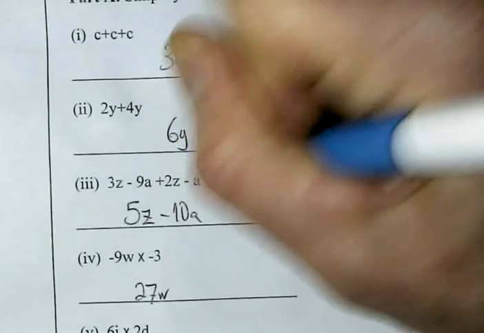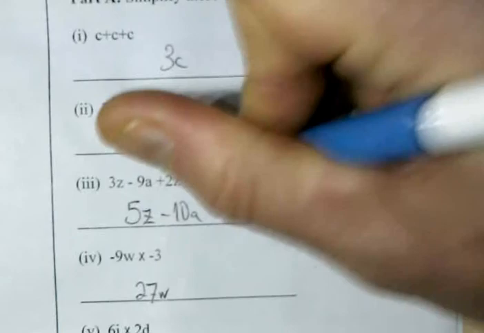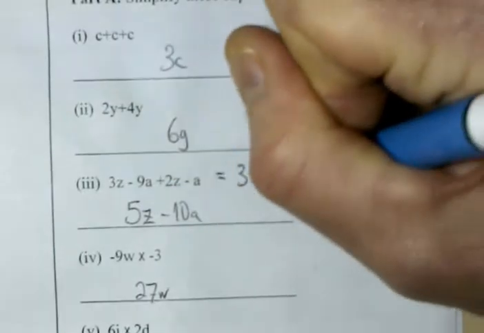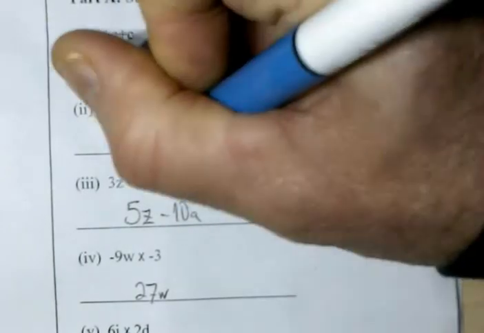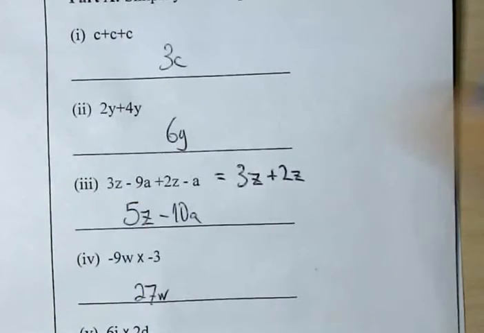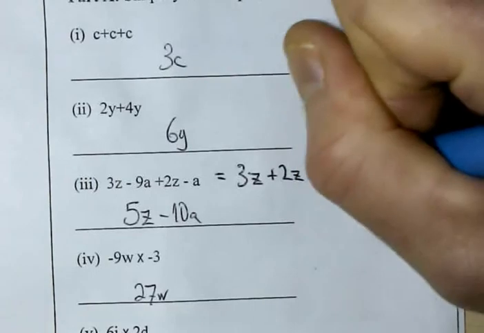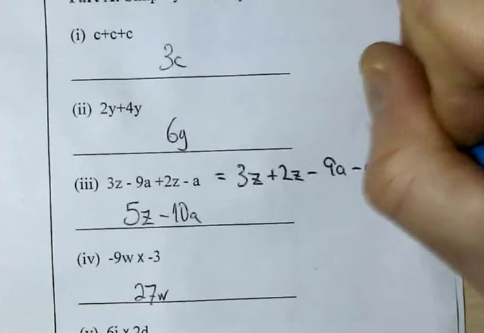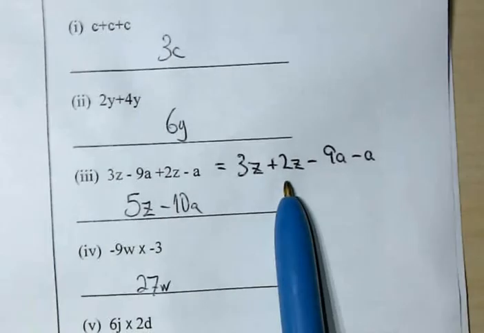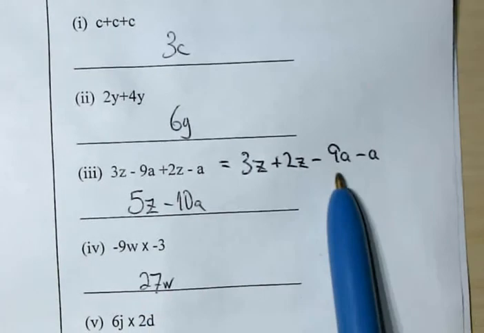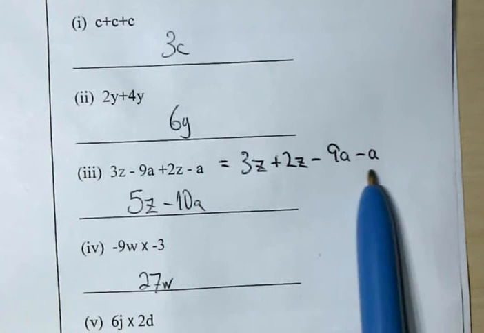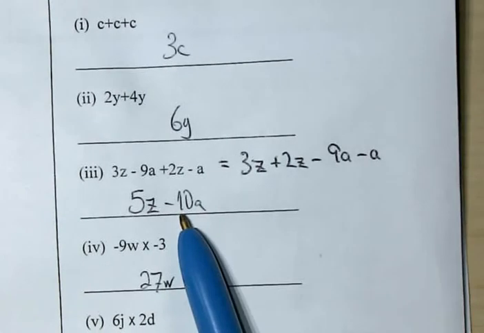So I have 3z plus 2z. And now the subtraction there, that's a minus 9a minus another a. So 3z plus 2z gives us the 5z. And negative 9a minus another a is minus 10a.